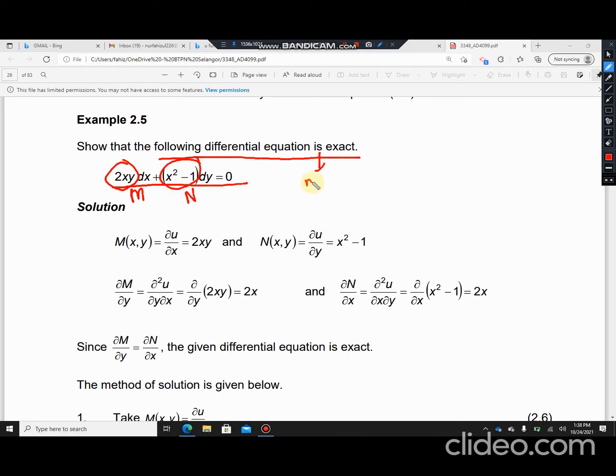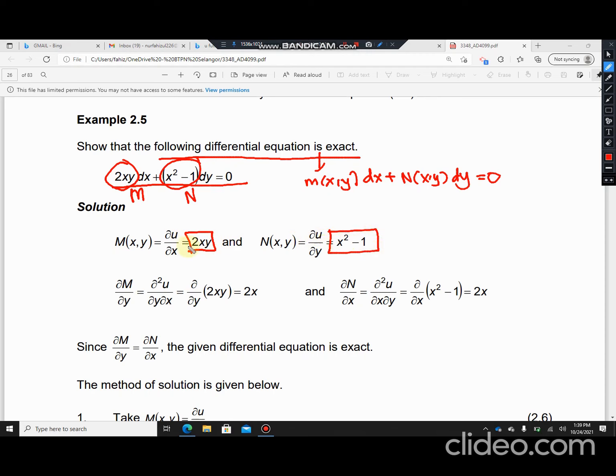Exact kita tahu dia bentuk M(x,y) dx plus N(x,y) dy must equal to 0. So it means that your M is 2xy and your N is x square minus 1. First of all you need to identify M and N. Kat sini nampak tak kita identify, which is M equals to 2xy and N equals to x square minus 1.